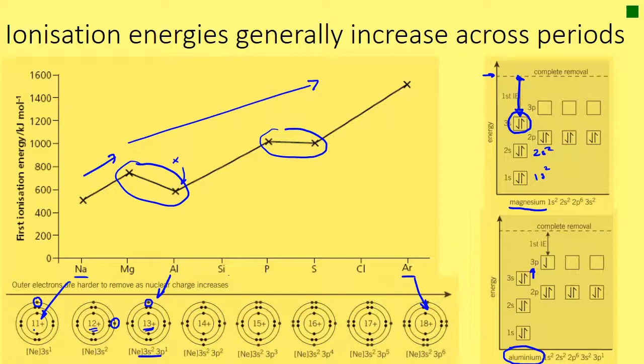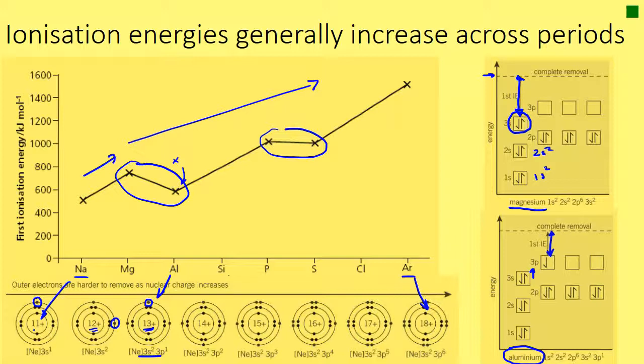The 3p orbital is slightly higher in energy than the 3s, which means that the energy difference between the energy level of the 3p orbital and the energy required to remove it is less. That explains why, although you have an extra proton, the ionization energy is actually less, because you're removing an electron from a 3p orbital, not a 3s orbital as in magnesium. Okay, hopefully that was clear.